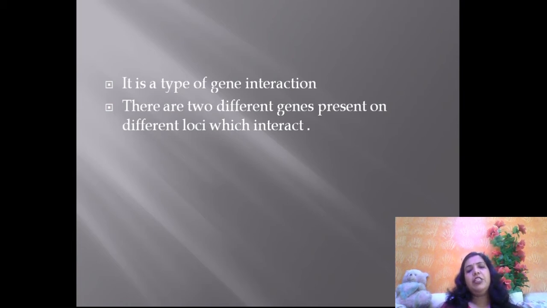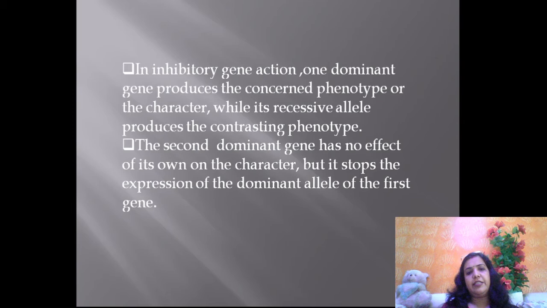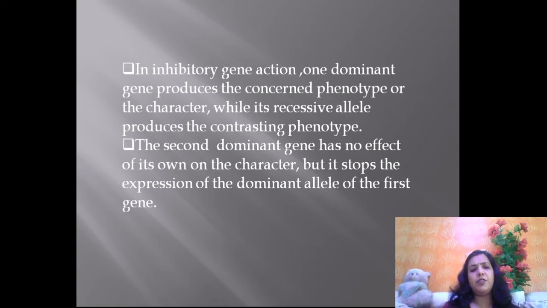So inhibitory gene action is again a non-allelic type of gene interaction because there are two different genes taking part. In this type of interaction, two different genes which are present on different loci are interacting, and one dominant gene produces the concerned phenotype or the character, while its recessive allele produces the contrasting phenotype. And the second dominant gene has no effect of its own on the character, but it stops the expression of the dominant allele of the first gene.